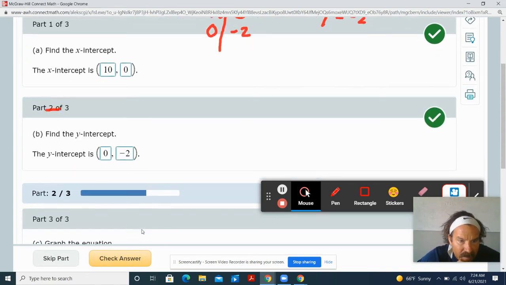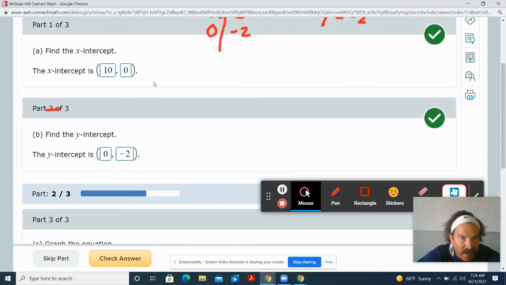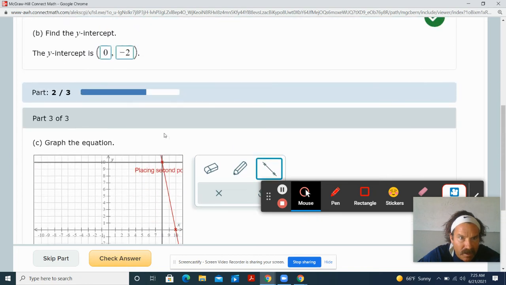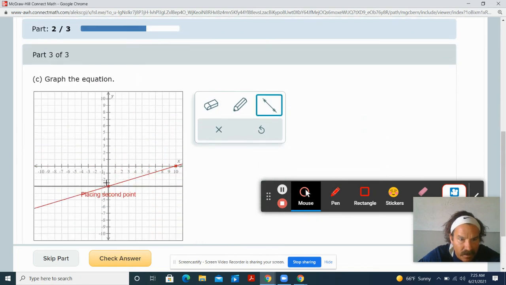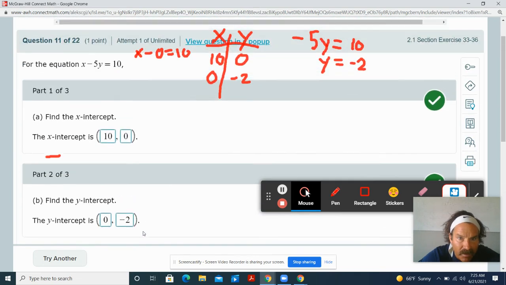And let's see, part 3. Oh, part 3 has you graph the equation. So use the x-intercept and the y-intercept to graph the equation. So 10, 0 is right here. So again, I'm going to go here, 10, 0. There's the x-intercept. And 0, negative 2, there's the y-intercept. The x-intercept is called the x-intercept because it's on the x-axis. The y-intercept is called the y-intercept because it's the point on the y-axis that the line goes through. Check our answer. And we did all 3 parts.